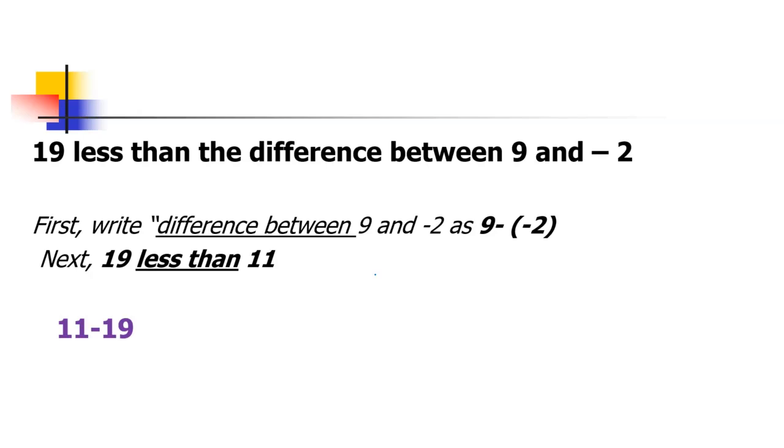If you try to write it all at once, there's a chance that you will make a mistake in which order you write the numbers. By doing this in parts, it becomes a little bit easier. So the difference between 9 and negative 2 gave you 11, and then I did 19 less than 11 as 11 minus 19. This is easier to simplify. As I can see, the answer is negative 8.